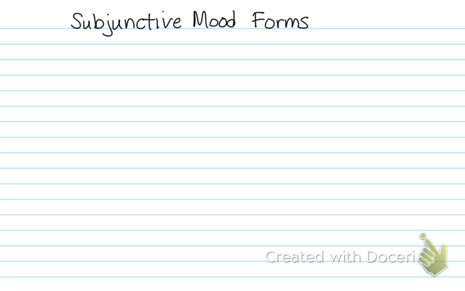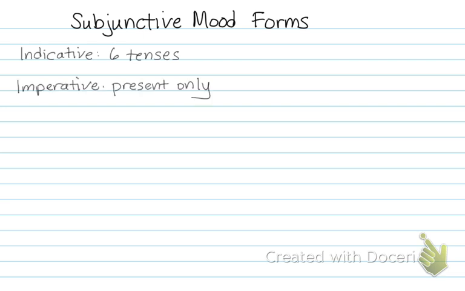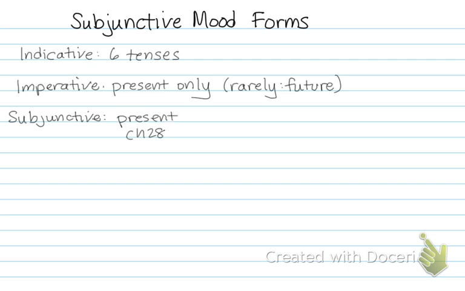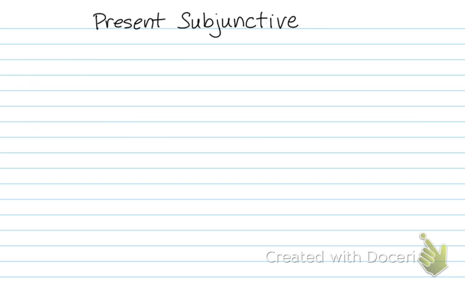First, let's look at the forms. We're only learning in this chapter the present forms. So the indicative has 6 tenses. The imperative, we only learned the present tense. There is a rare future form that you'll see in intermediate and upper level Latin. The subjunctive has 4 tenses. The present tense that we're learning in this chapter, the imperfect tense is in the next chapter, and then the perfect and pluperfect are in the chapter after that. So let's look at the forms of the present subjunctive. These are on page 228 if you're using the 7th edition of Wheelock.